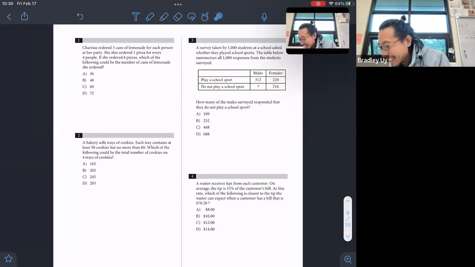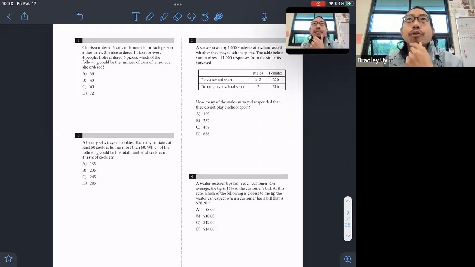Let's begin. Question number 1. Remember, this is the calculator section. It consists of 25 questions. You will be given 40 minutes to complete 25 questions. Always pace yourself. Always look for the lowest hanging fruit. The questions you do know how to do, try to do those first. Don't run out of time. Okay? All right.